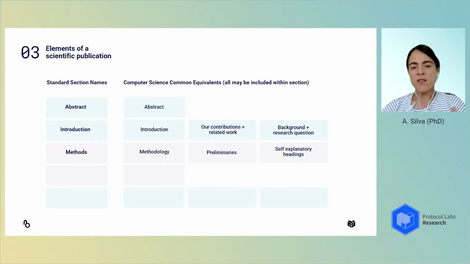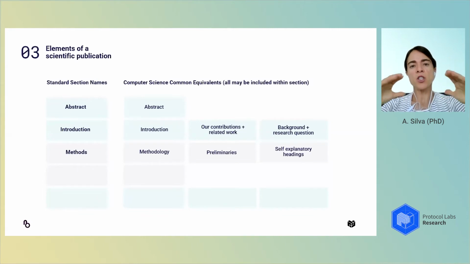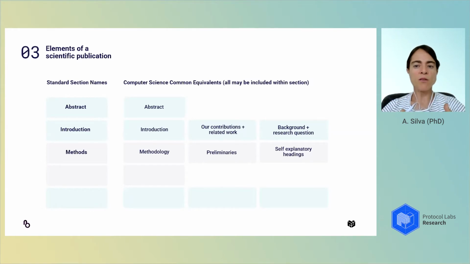The methods can be a little bit more variable, can be called methodology, can be called preliminaries, and it can go as far as, in some computer science journals or proceedings, with self-explanatory headings. It's quite common because it really depends on what the research is, and sometimes it's easier to not have one method section with all the details inside, but to have several subdivided into self-explanatory headings. So it depends on what you've done and how you've done it.